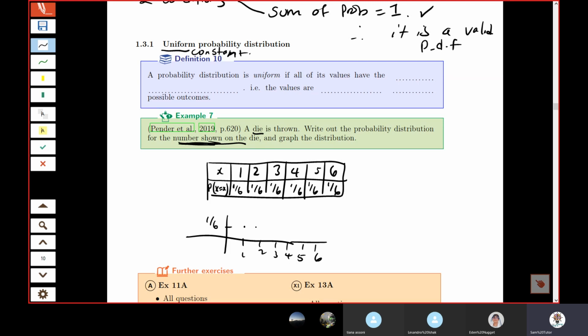They're all 1 on 6. So 1 on 6, 1 on 6, 1 on 6, 1 on 6, 1 on 6, 1 on 6. It's not a line through it. Why is it not a line through it? Can anyone tell me why that would not be a line through it?